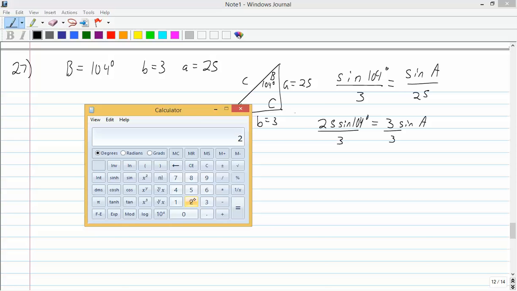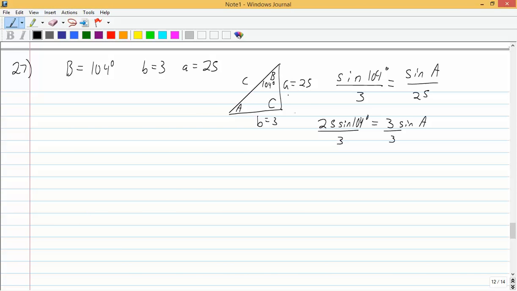Alright, so it's going to be 25 times the sine of 104 degrees divided by 3. And then to find A, you hit inverse sine, and you can see I have an error. That means there's no triangle. So this actually wouldn't work out with these numbers. Alright, so my answer is D, no triangle.